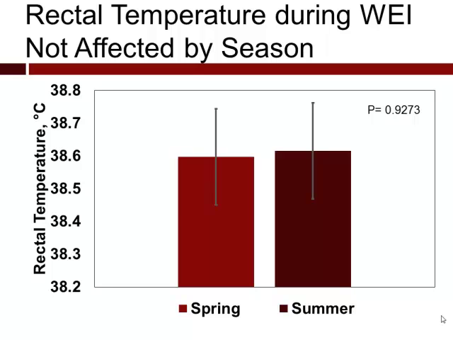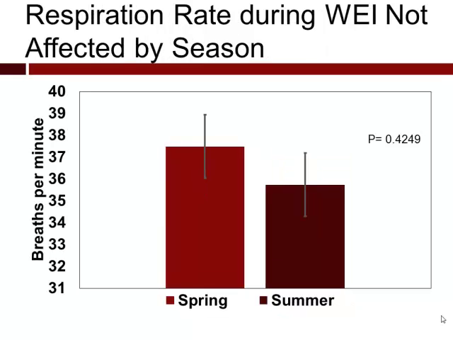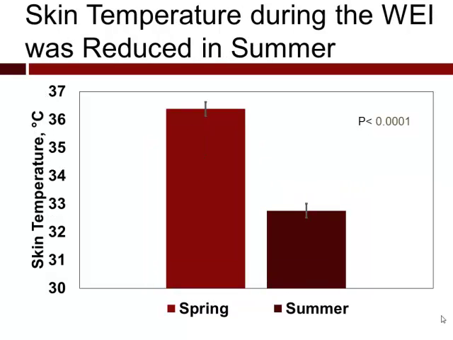But we actually saw the opposite of what we would expect, and that respiration rate was actually slightly lower in the summer. And the reason for that, or at least our hypothesis for that, is that the cool cells are running pretty effectively in the summertime, but weeks 12 to 15, the cool cells aren't up and running yet. And so we actually saw a slightly higher, although not different, respiration rate in the springtime. So again, not supporting the idea that the summer seasonal infertility dip was associated with an increased heat stress response.